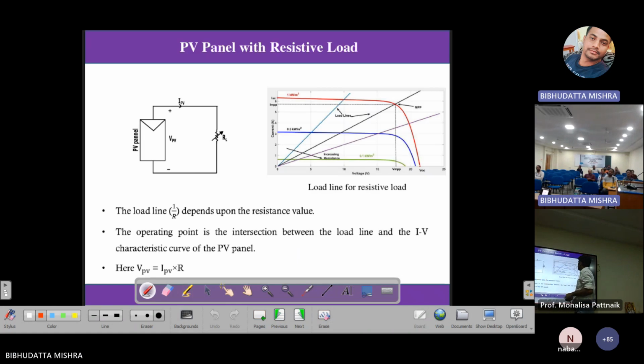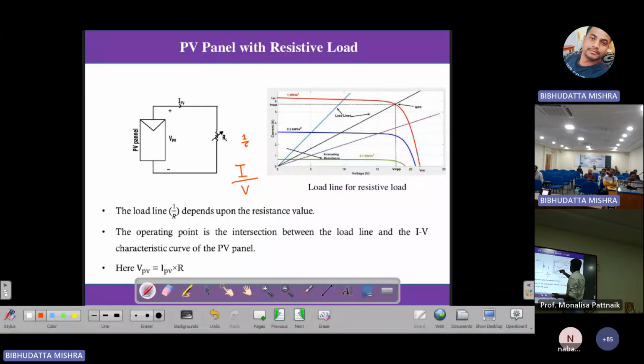Now what will happen if I connect a panel, array or cell directly to a load? Depending on the value of the load, because this is I by V, 1 by RL is not a resistance, it is basically the conductance. So if I take RL and invert it, I get 1 by RL, which is nothing but the slope of this load line. Depending on the RL value, wherever it cuts will be the operating point.